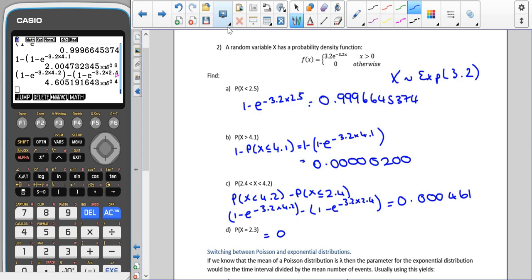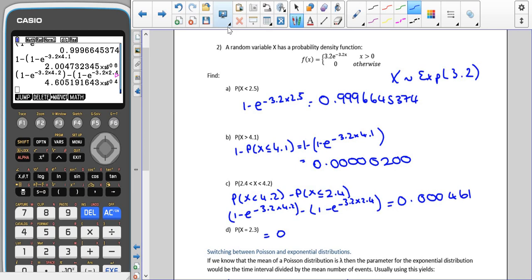B, greater than 4.1, which means we do 1 minus the probability of x being less than or equal to 4.1, which would give us 1 minus, in a bracket, very important, 1 minus e to the minus 3.2 times 4.1, which gave us 0.0000200. And you can see that there still in my calculator.